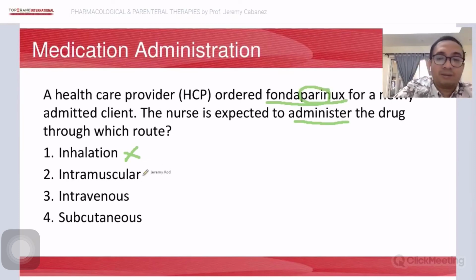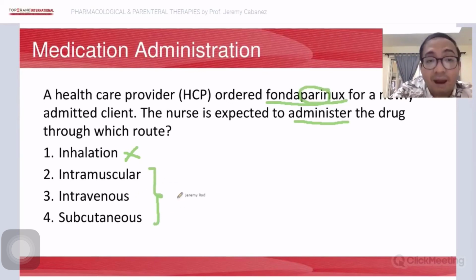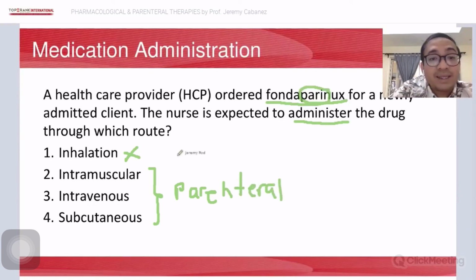Next, number 2, intramuscular. Number 3, intravenous. Number 4, subcutaneous. Anong mapapansin mo sa number 3? Lahat sila is a parenteral route. Pag sinabing parenteral, injection. So, ang strategy mo diyan, ginrupo mo siya. 2, 3, and 4 versus number 1. Number 1 is a type of inhalational, so it's a different route. So, eliminate mo siya, hindi siya kasama sa grupo.